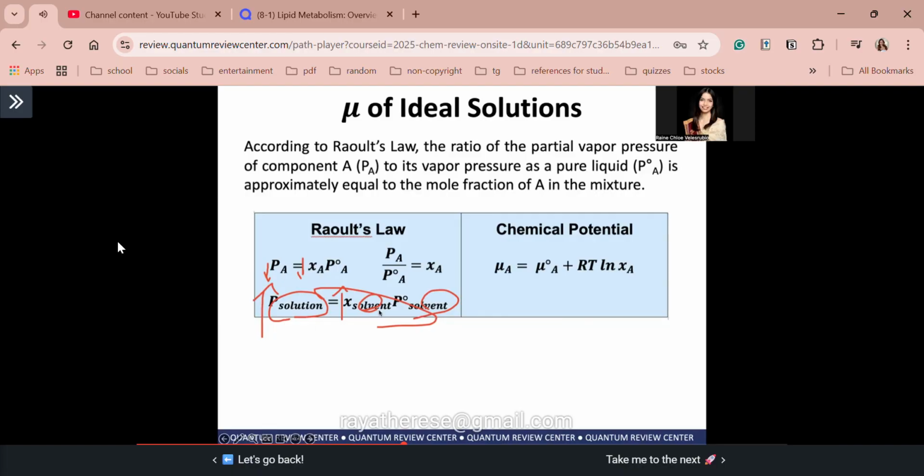So it adds to the vapor pressure of our solvent. Lastly, for this one, this just describes again the mole fraction. So we can get the mole fraction of A using PA divided by P naught A, right? Based on this law. Lastly, guys, we have this equation on chemical potential.